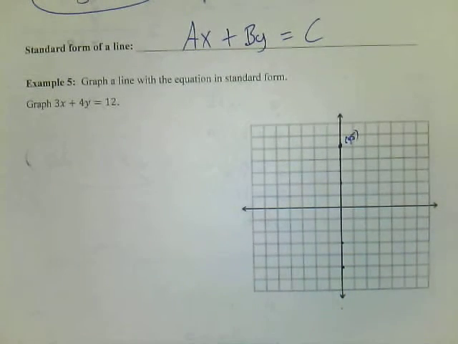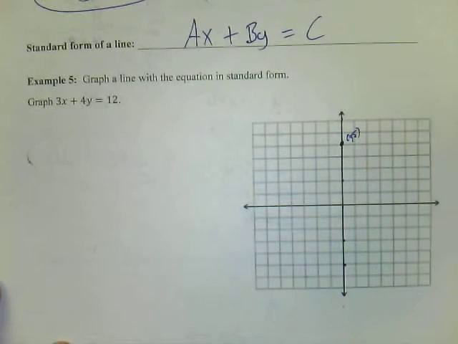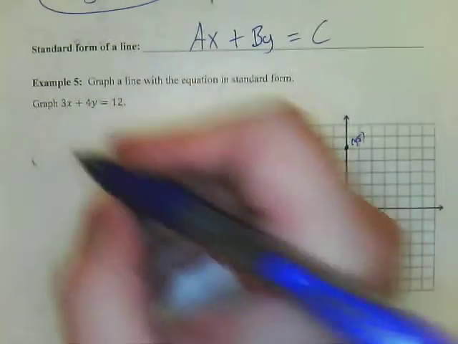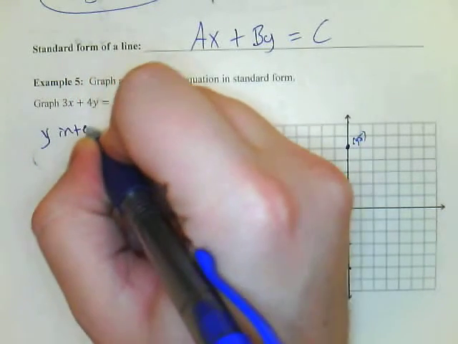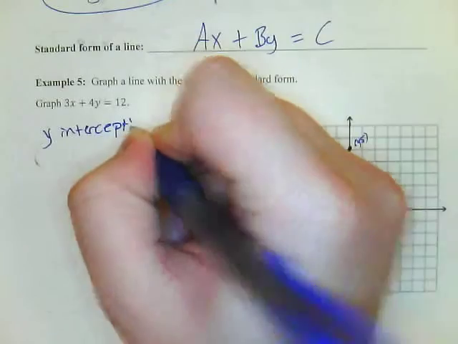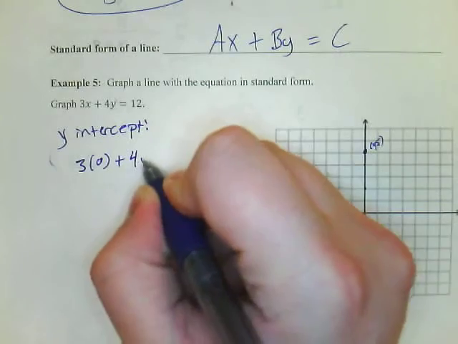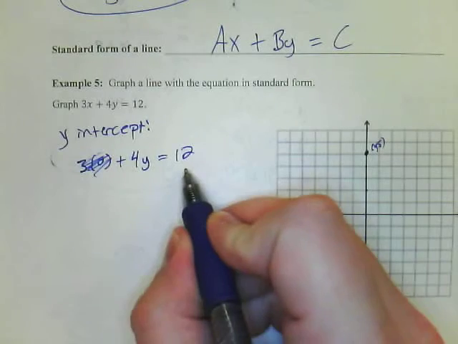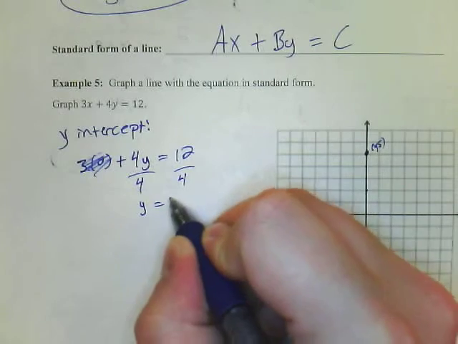And if you think about that, x values tell you how far you are to the left or right. So if you're not to the left or right at all, if you're right in the center here, you're at 0. So if we want to find where the graph crosses the y-axis, we can just plug in 0 for x. So let's find the y-intercept. We're going to take the equation and plug in 0 for x. Well, 3 times 0 is just 0, so that goes away, and we get 4y is equal to 12. Divide both sides by 4, and we get y is equal to 3.